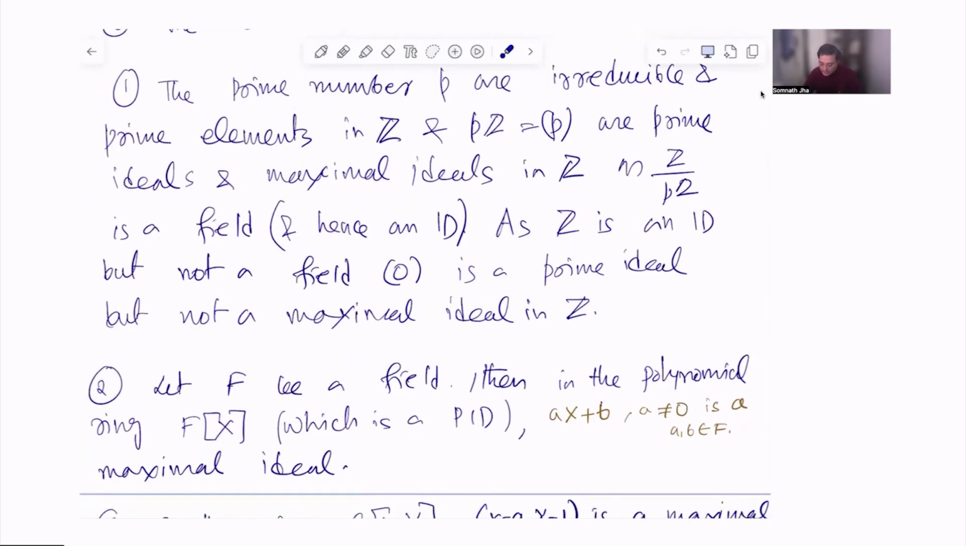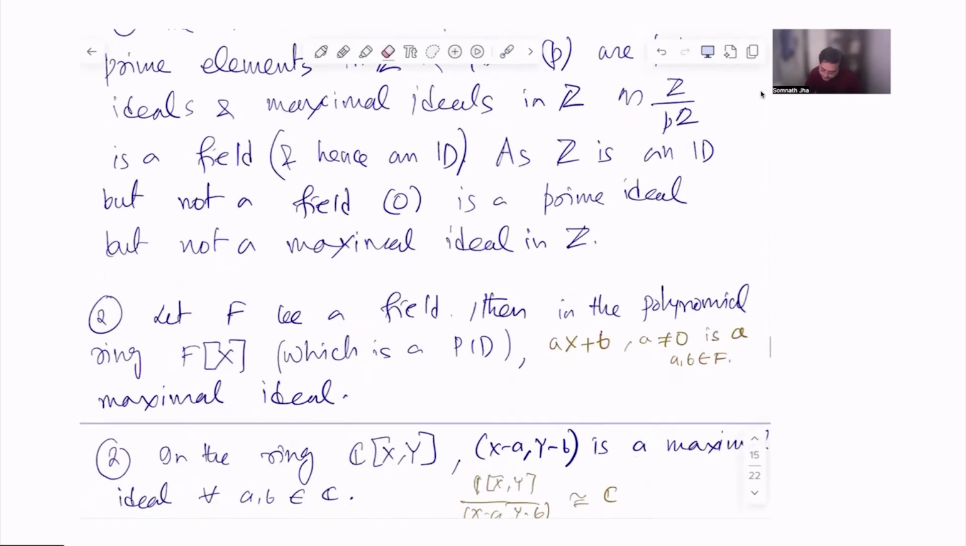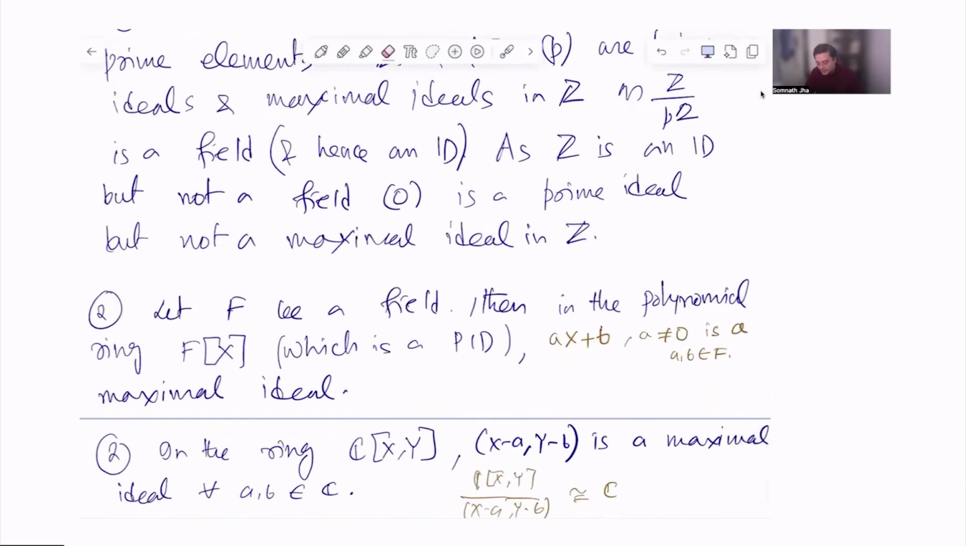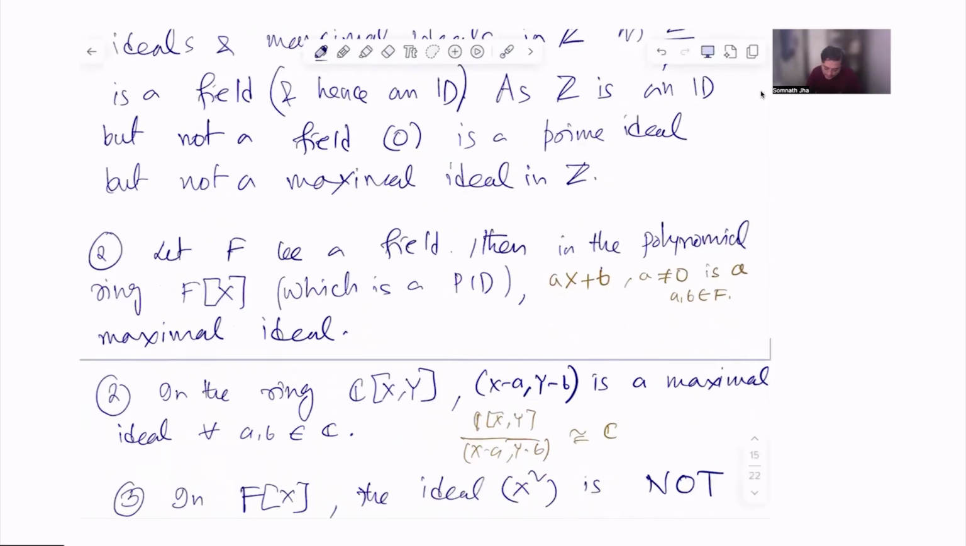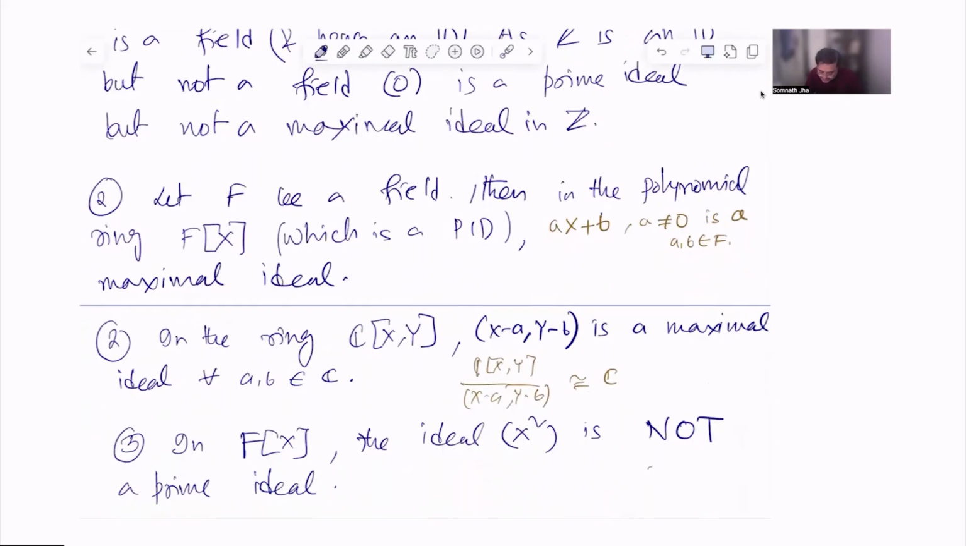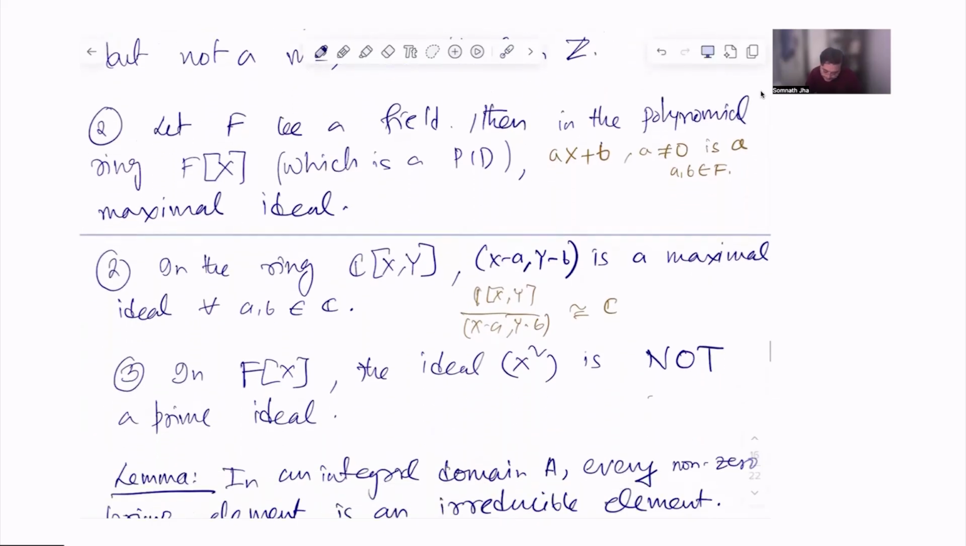Then we saw a field F, and we take the polynomial ring in one variable over F, F[x]. Then we know it is a PID. The maximal ideals are of the form generated by x minus b, or more generally, of the form ax plus b, where a is not equal to 0 and a, b are in F. So b is arbitrary, a should be non-zero. For example, the maximal ideals in C[x,y] can be written in the form (x minus a, y minus b).